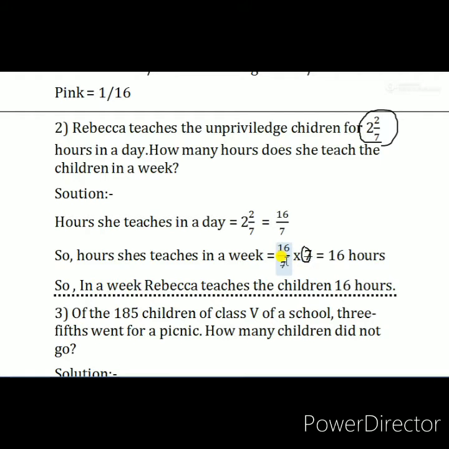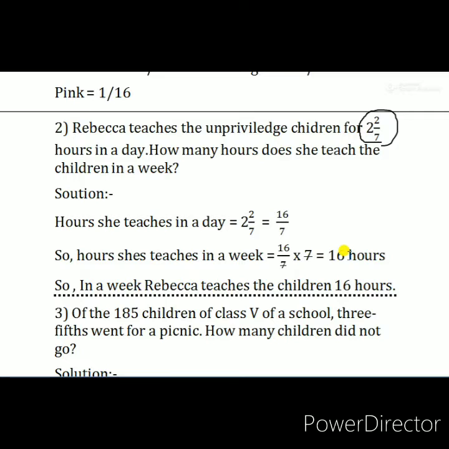This fraction is showing the hours she teaches in a day, and this 7 is showing the number of days in a week. So we have to find the hours she teaches in a week: 16 upon 7 into 7. That is, the time she teaches in a day multiplied by 7.